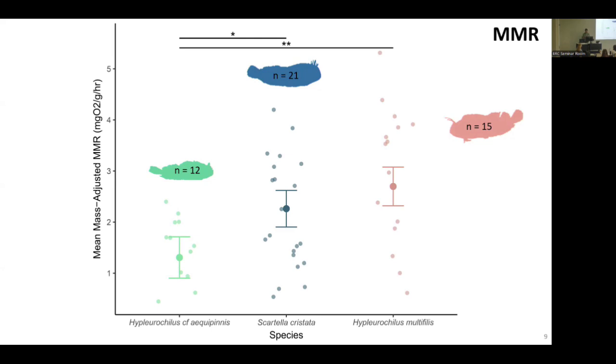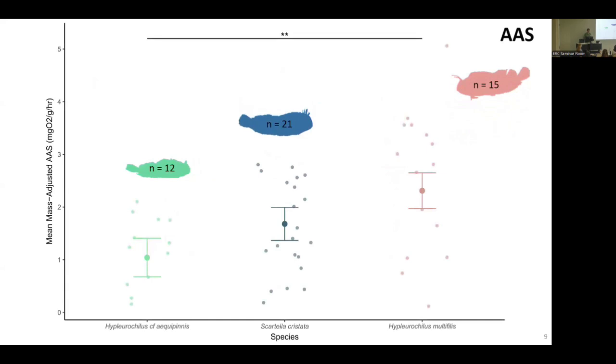Aquapenis is significantly lower than the other two species. Multiphilus and cristata are broadly comparable in terms of range, although the maximum for multiphilus is higher. And then when we combine those two metrics, because again, aerobic scope is the difference between the two, we start to see a more direct stair-step pattern.